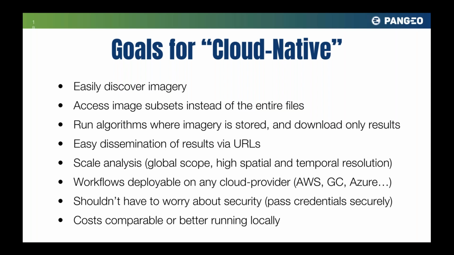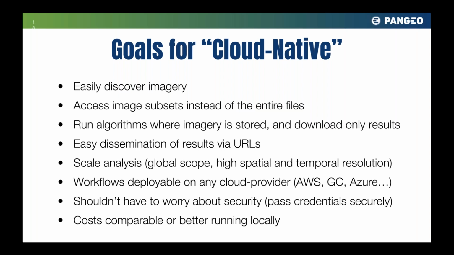So I would say it means that discovering imagery is very easy when it's stored on the cloud. This is mainly because imagery can be accessed via URLs. You can access image subsets instead of entire files. So we're no longer downloading 1 gigabyte multi-band files, but you can get a single band, and furthermore, you should be able to access a subset of any given band. You want to be able to run algorithms where imagery is stored and easily disseminate results of whatever algorithm you're running, again, as images via URL. So it's starting to think about, instead of files on a local hard drive, everything is referenced by URL.